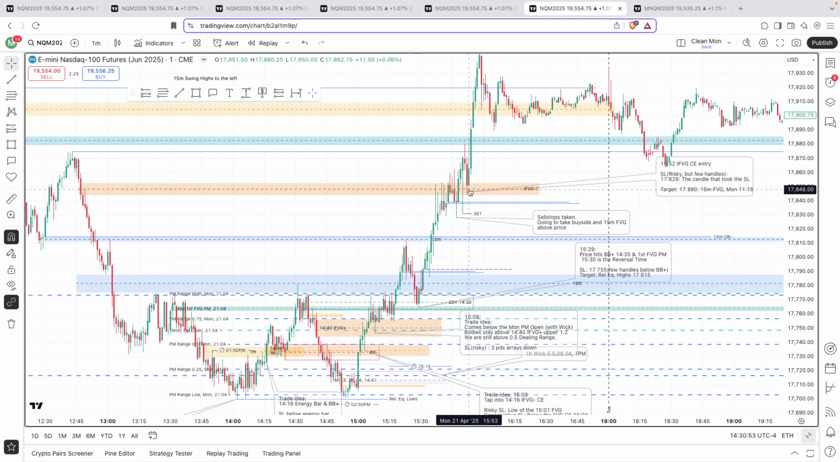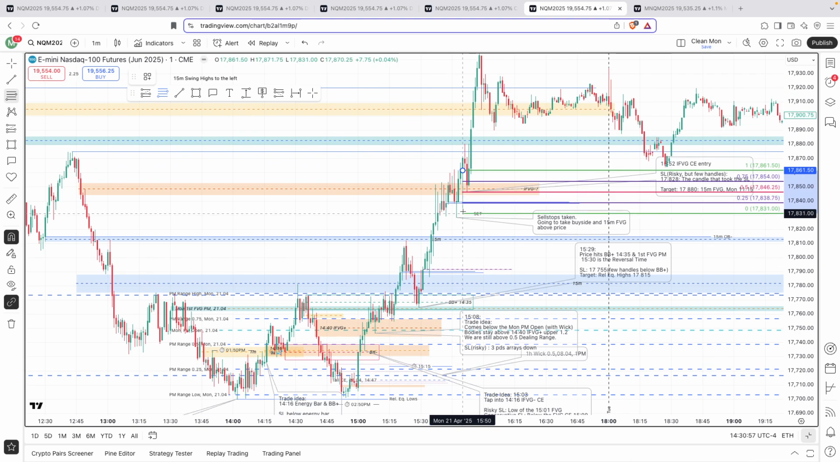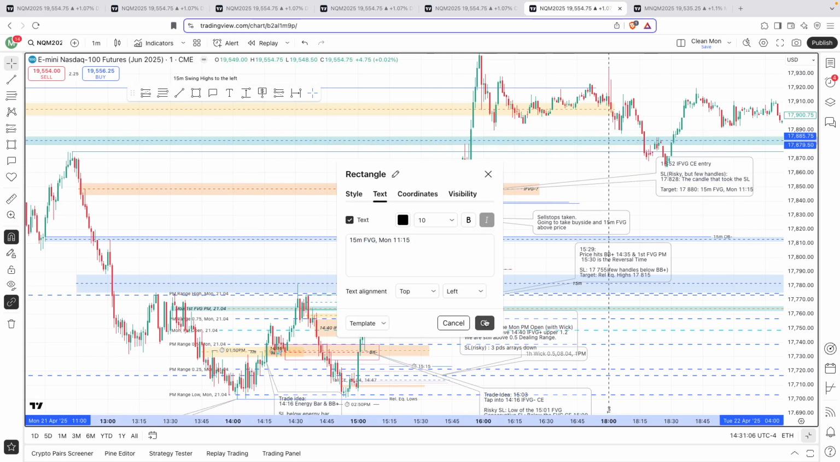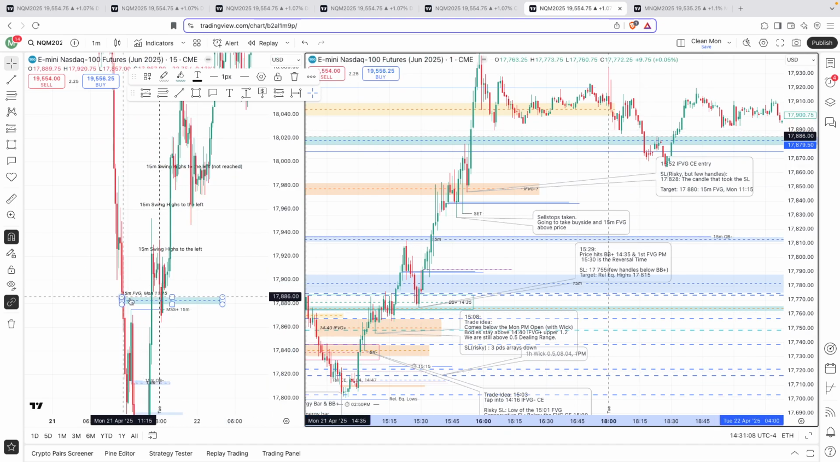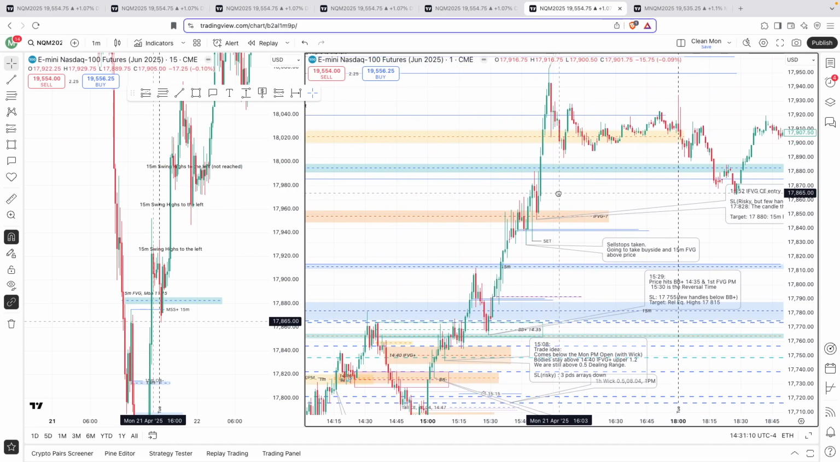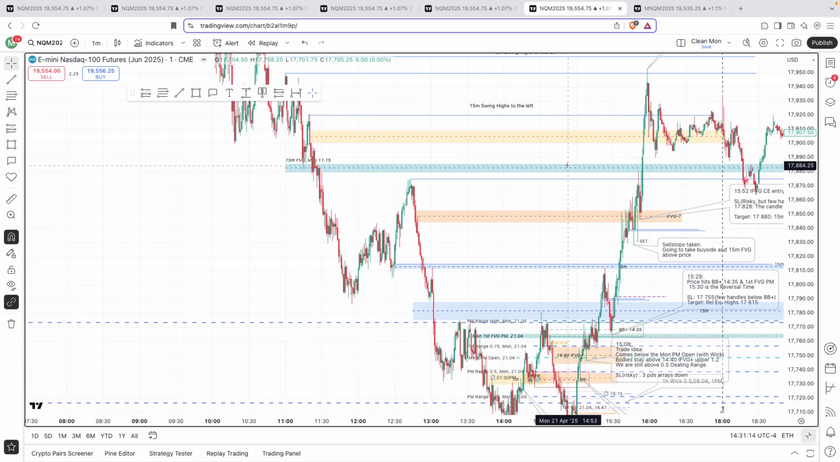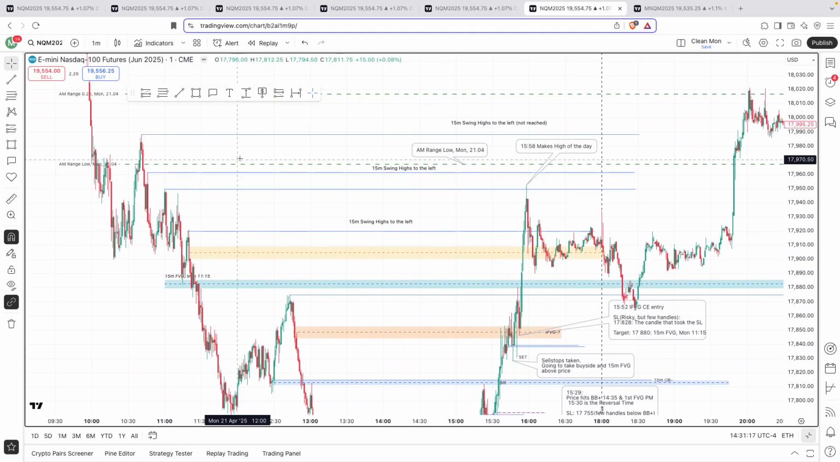And here we can enter again. So this happens around this. Notice the tail, consequent encroachment, see the perfection here. Here you can enter, and here we had the 15-minute fair value gap, this one. And then we have these levels of relative equal highs. So price comes up to this one and makes the high of the day. So this was Monday session.